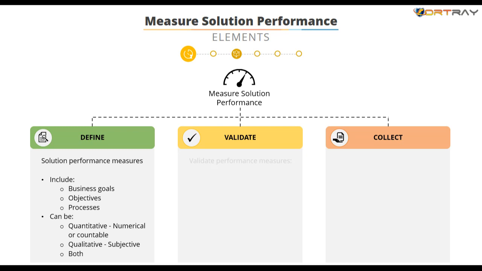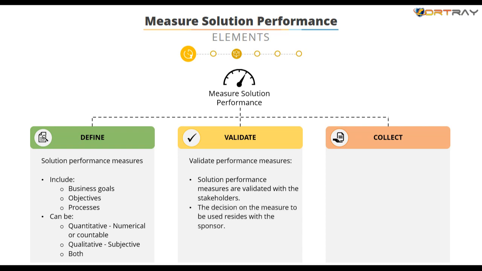The business analyst validates the performance measure and influencing criteria with the stakeholders. The decision about the measure to be used for evaluating the solution resides with the sponsor. The business analyst should consider volume or sample size and frequency and timing when collecting performance measures. The appropriate sample size for the initiative can be selected based on the total population of impacted users or records. If the sample size is too small, then the results may lead to inaccurate conclusions, and a large sample size may not be practical and economical to obtain.